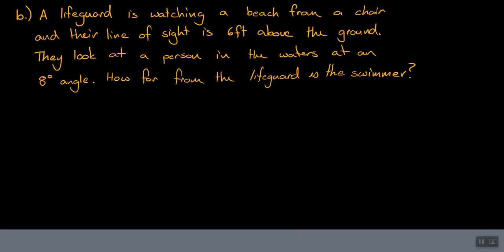So here is our second problem. A lifeguard watching a beach from the chair, like the big fancy lifeguard chairs, and their line of sight is 6 feet above the ground. They look out to the sea and they notice that somebody is swimming in the water, and for whatever reason, they know that they're looking at an 8-degree angle. Our job is going to be to determine how far from the lifeguard the swimmer is. Now, when we say how far from the lifeguard is the swimmer, we'll have to clarify because there's a couple of different answers that might make sense based on the picture that we draw and what we agree on in class. All right, so pause the video now.